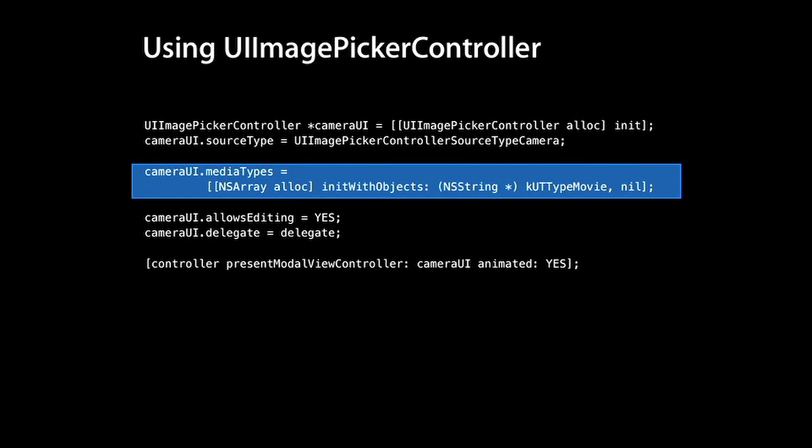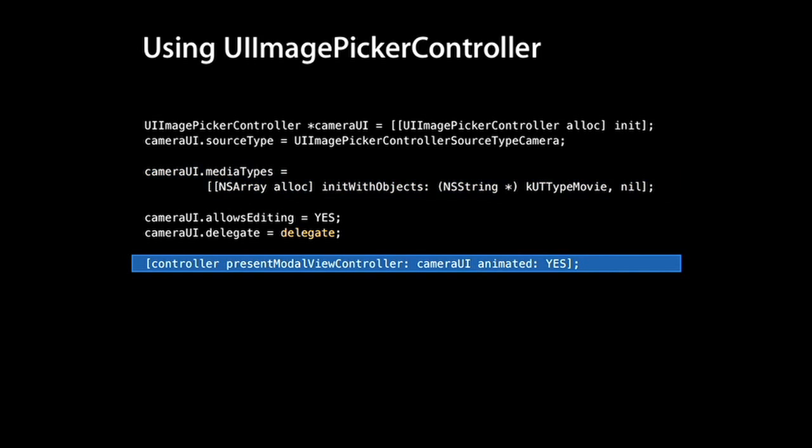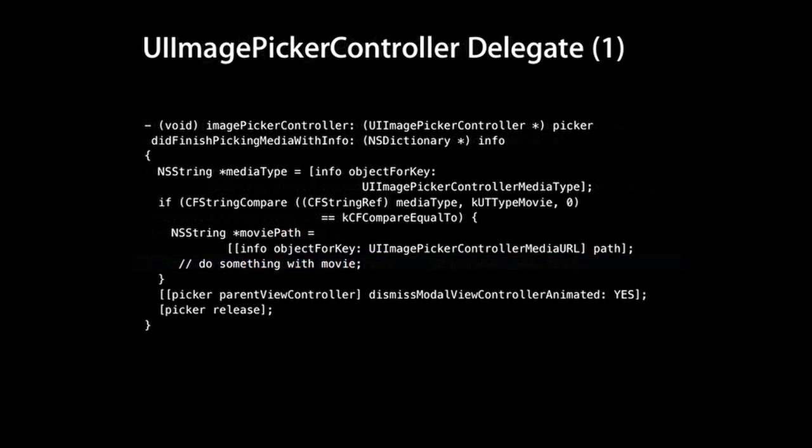You can tell it that you want either a movie or a still image. We indicate that we want to allow editing, and we tell the system what our delegate class is. At that point, all we have to do is tell our controller to present this view modally. There are two methods that will be called. Image Picker Controller did finish picking media with info. This is what's called when the user's actually giving you back a movie as opposed to canceling.